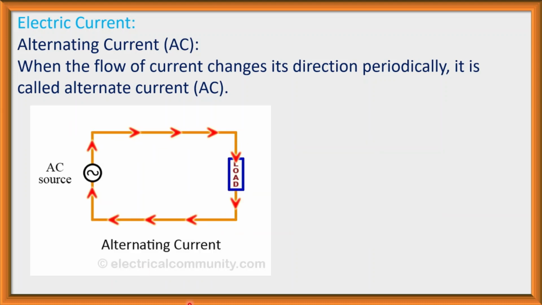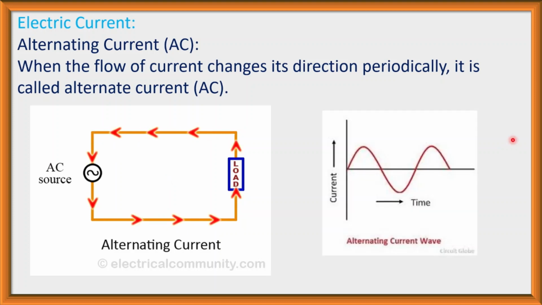And here AC or alternating current is flowing in this direction at a time, and after a certain time the current is changing its direction, and again in this direction, and again. Here the flow of current is changing its direction periodically, so it is AC or alternating current. When the flow of current changes its direction periodically, it is called alternating current or AC.